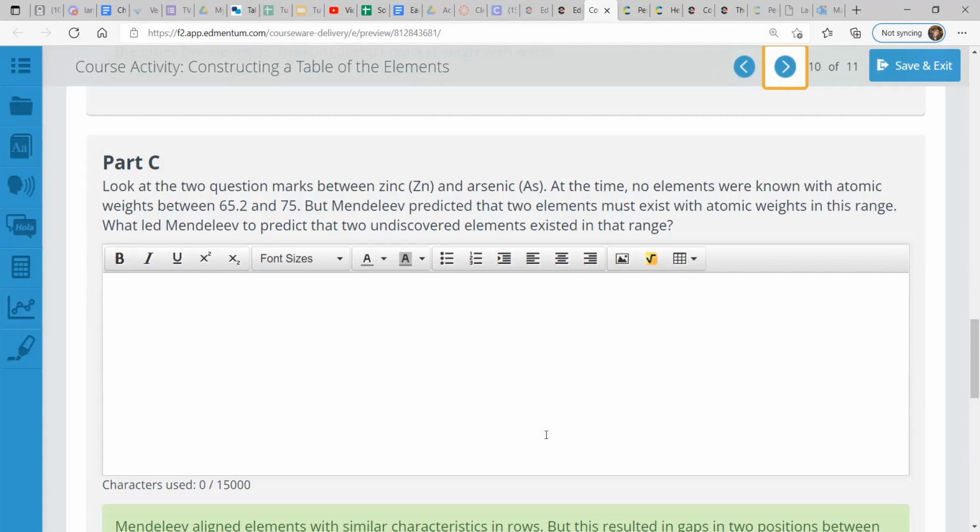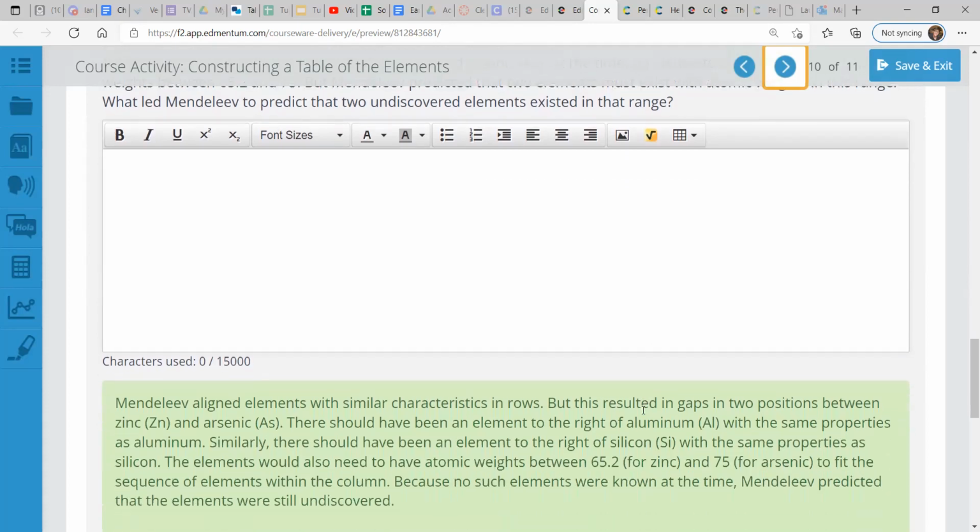At the time, no elements were known with atomic weights between 65.2 and 75, but he predicted that 2 elements must exist with atomic weights in that range. What led Mendeleev to predict that 2 undiscovered elements existed?